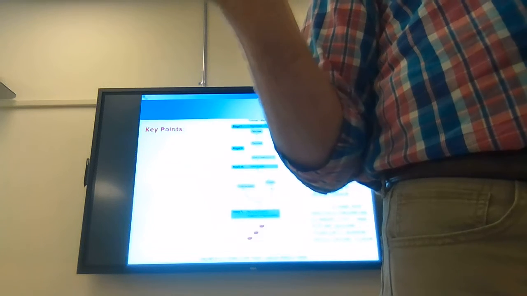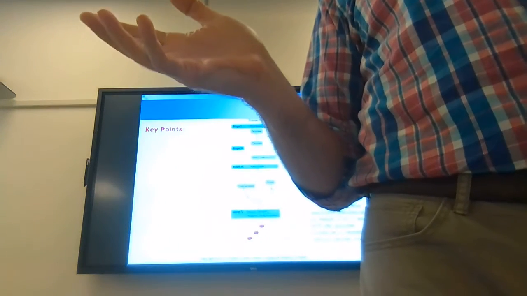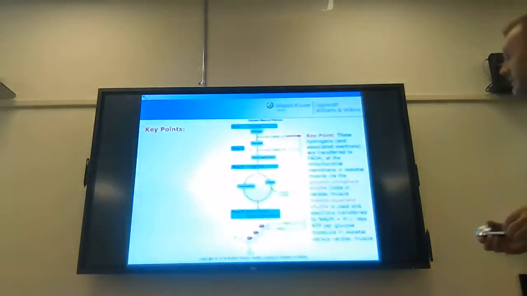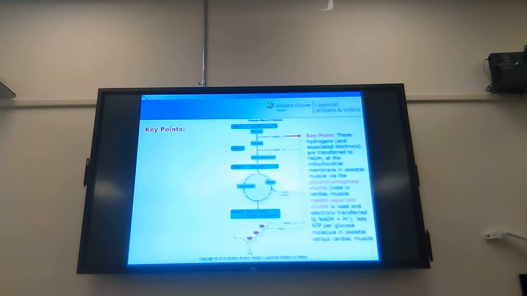So rather than 32 ATP in cardiac muscle that we get from one molecule of glucose, how many total ATP do we get in skeletal muscle from one molecule of glucose? 30. It's 30. So that's the difference. That's significant because that's a little more energy that we are able to yield in cardiac muscle due to how we get the hydrogen and electrons in the mitochondria.